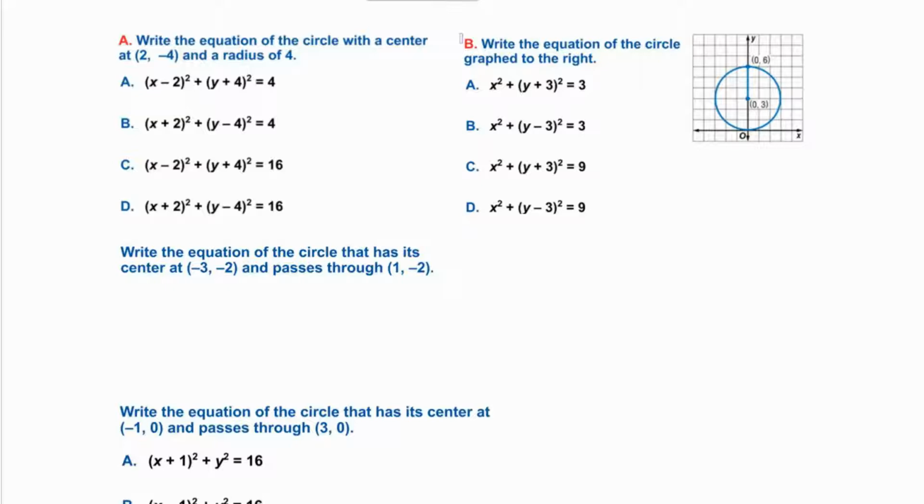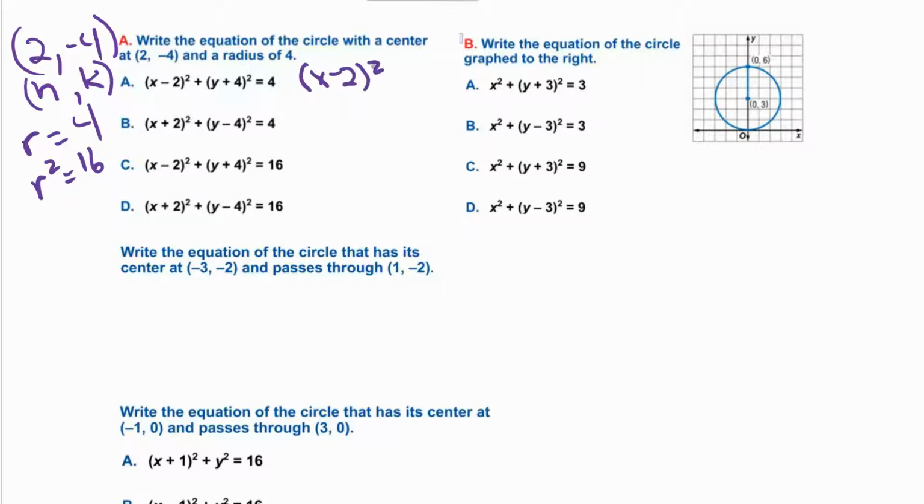The next problem, we're asked to write the equation of a circle with center at (2, -4). So the center is at (2, -4). This is our h, and -4 is our k. And a radius of 4, so the radius squared would be 16. Since h is 2, we would have (x - 2) squared plus (y - a negative 4) squared, which gives us (x - 2) squared plus (y + 4) squared, and the radius squared would be 16.